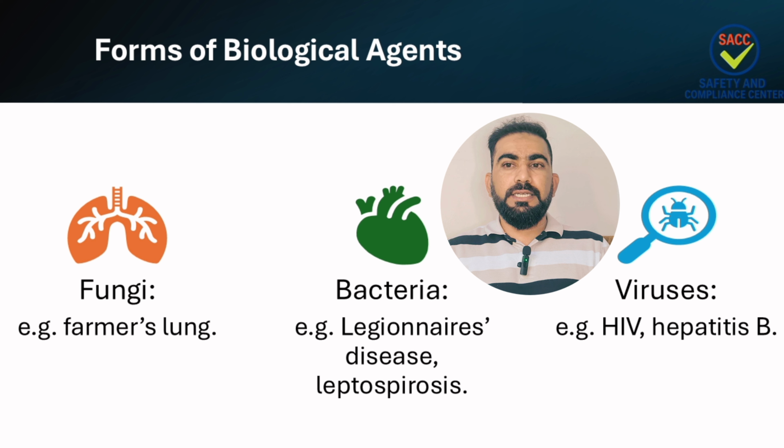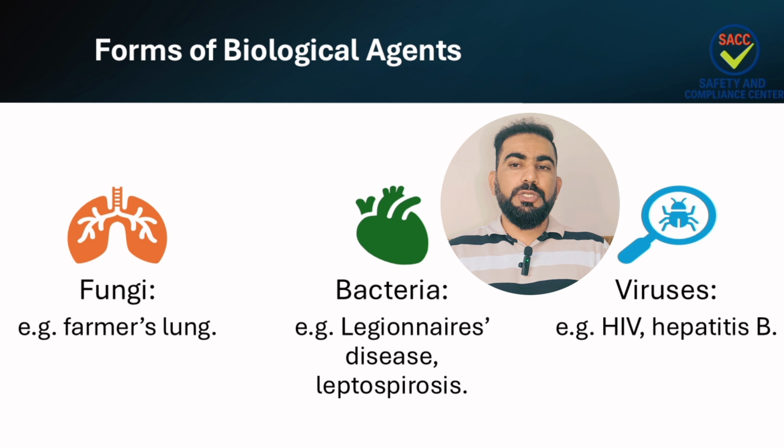One important category includes biological agents. These are living organisms or substances produced by them that can cause harm to our health. They are usually grouped into fungi. For example, exposure to certain types of mold can lead to diseases like farmers' lung, a serious condition affecting the lungs. Bacteria are responsible for illnesses like Legionnaires' disease or leptospirosis, which can be caught through contaminated water or contact with infected animals.